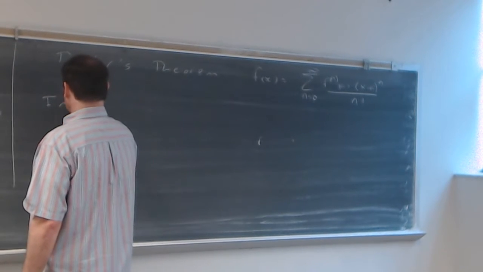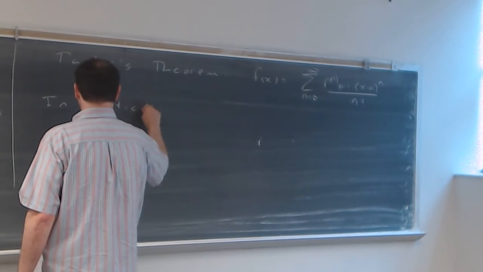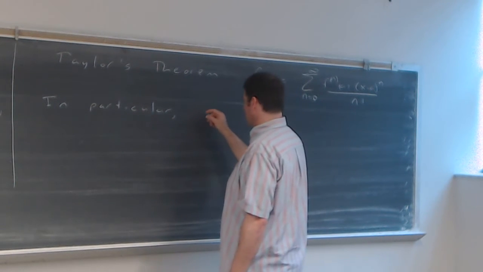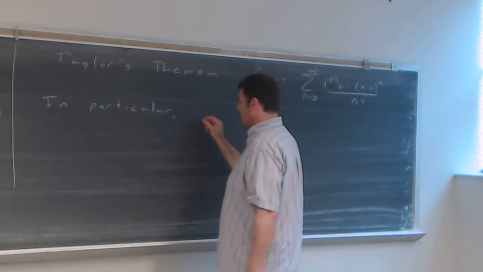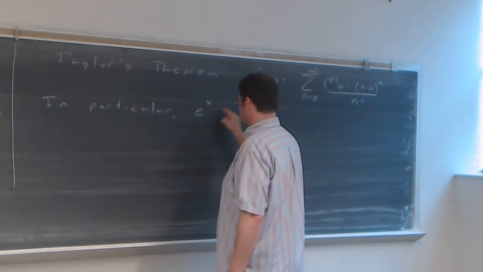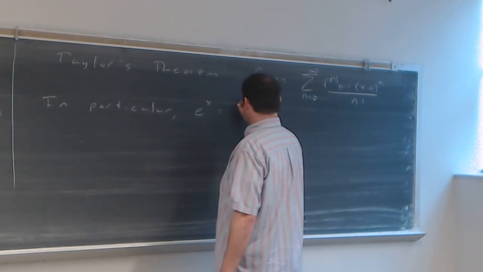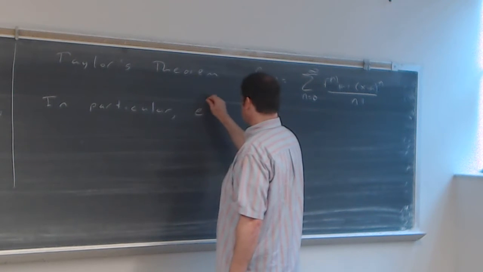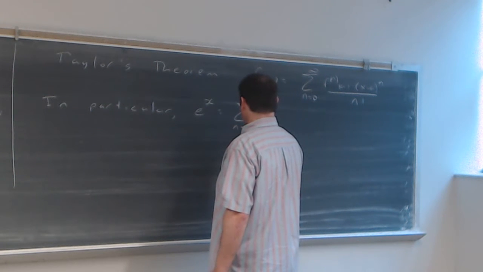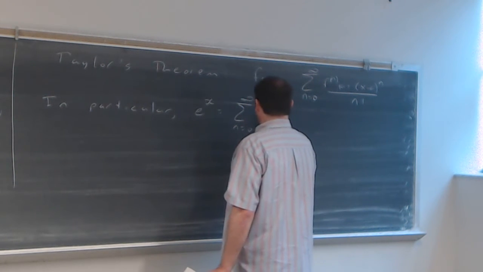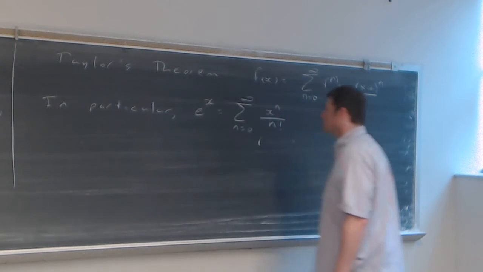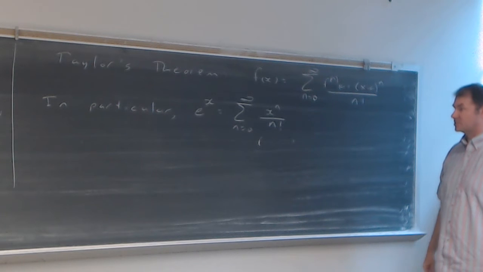In particular, the Taylor series expansion, when you let a be 0 for e to the x, is called the Maclaurin series. What it's equal to, it can be shown, is the sum as n runs from 0 to infinity of x to the n over n factorial. So that's its representation.